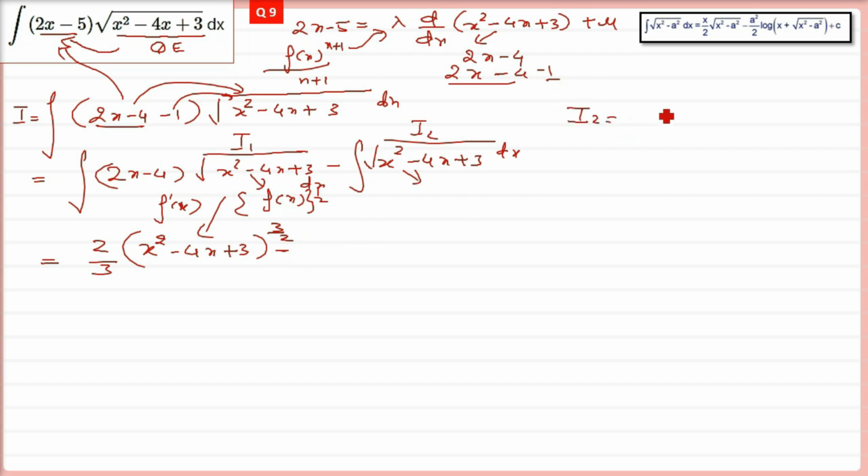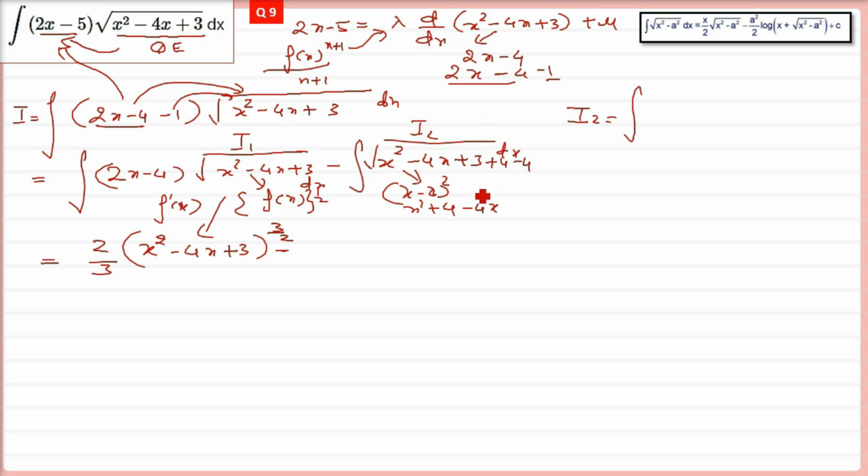Why? Because it's very clear that x square minus 4x, if you add a plus 4 and subtract a plus 4, it will be x minus 2 whole square. We can easily view it. What I'm saying is, it can be written as x square minus 4x plus 4 minus 1. X square minus 4x plus 4 is x minus 2 whole square, to be precise. So just add a 4 and subtract a 4. That means you are actually adding 4 on writing 3 as 4 minus 1. Just write 3 as 4 minus 1.